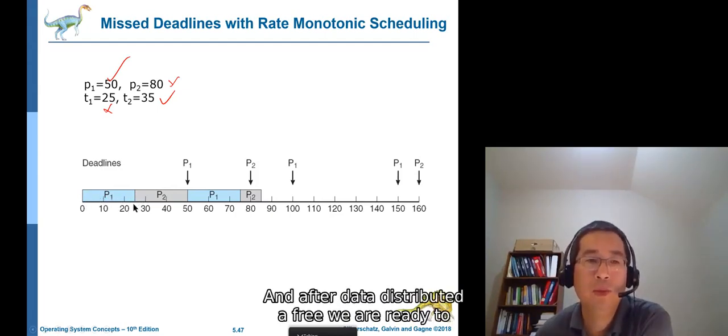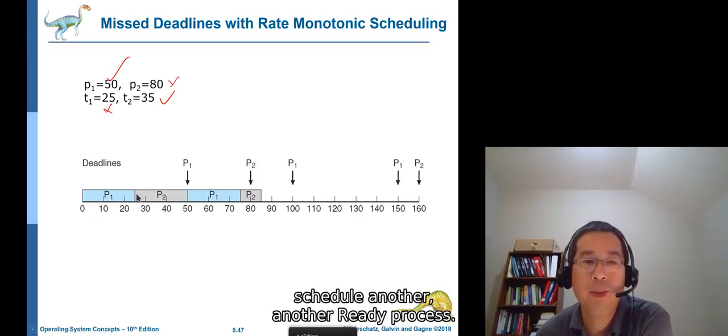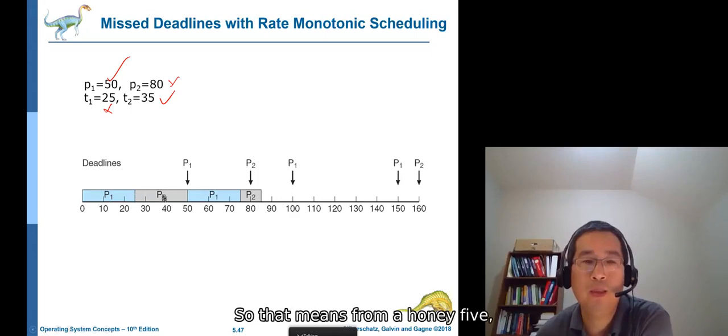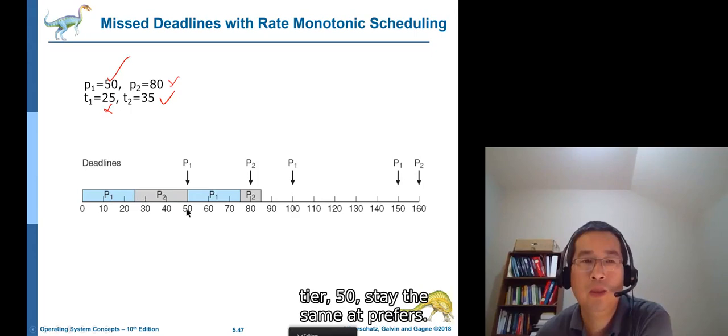So we're from 0 to 25. And after that, the CPU is free. We are ready to schedule another ready process. So that means from 25 till 50, still the same as previous.